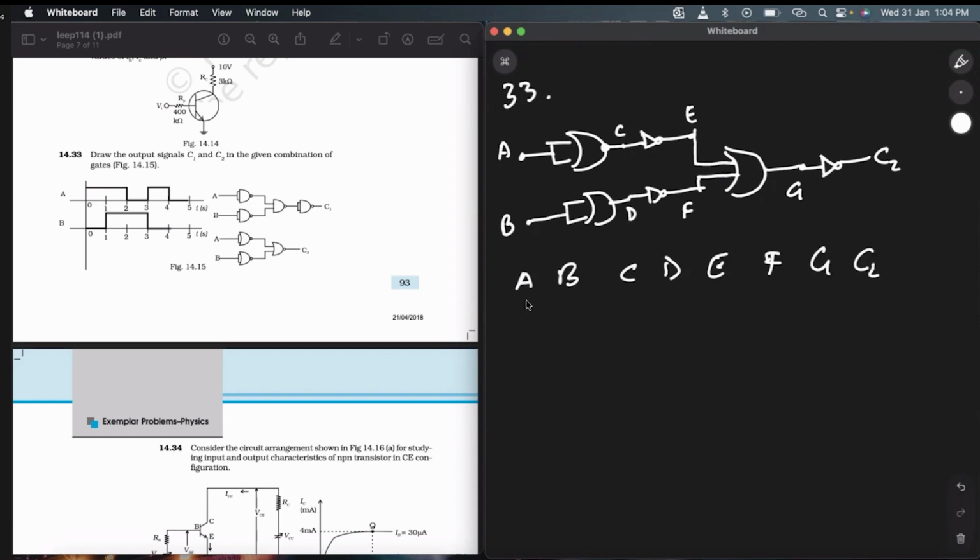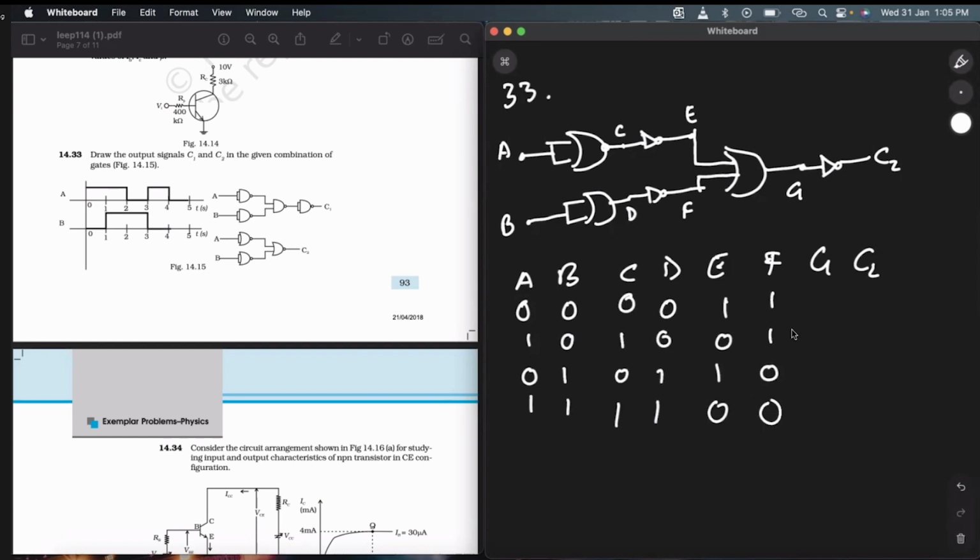So A की वैल्यू 0 1 0 1, B की वैल्यू 0 0 1 1. So then C की वैल्यू is the AND of A, and it will be 0 1 0 1, same as A. Similarly, D will be the same as B, and E will be what? E will be C का उल्टा, 1 0 1 0. F will be what? D का उल्टा, it will be 1 1 0 0. G will be the AND of previous both, so it will be 1 1 1 0, and C2 will be just ulta of this, so 0 0 0 1.